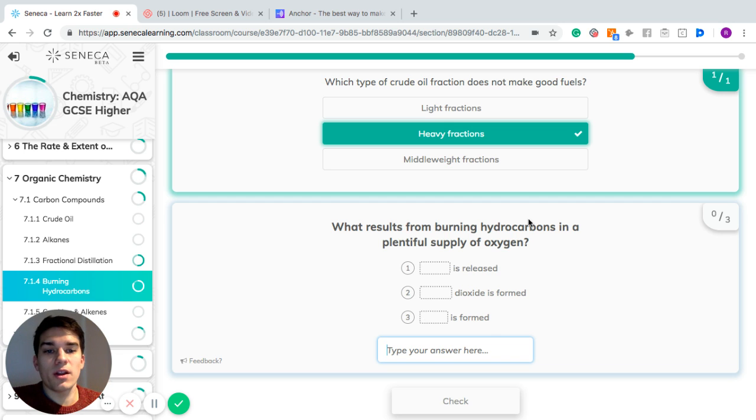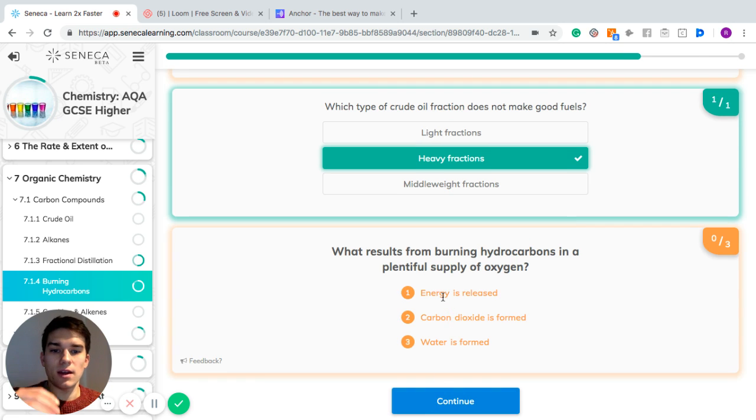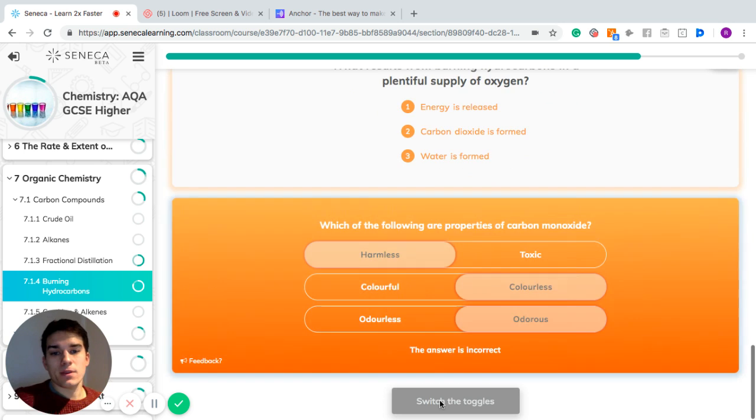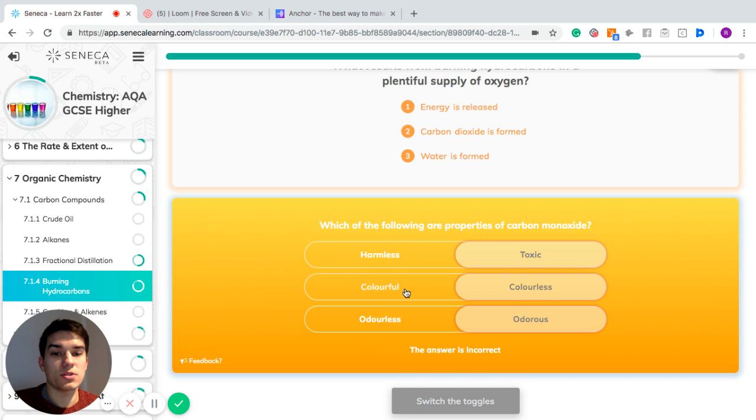What results from the burning of hydrocarbons in a plentiful supply of oxygen? Now remember, carbon dioxide is one of them, energy is another, and water is another. Which of the following are properties of carbon monoxide? So remember that they're toxic, they're also colourless, so you can't see them coming, and they're odourless, so you can't smell them coming, and that's why they're so dangerous.